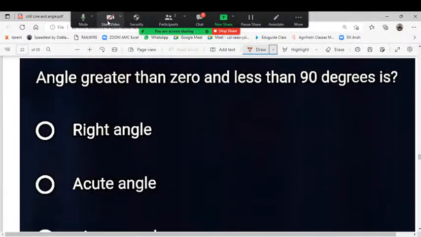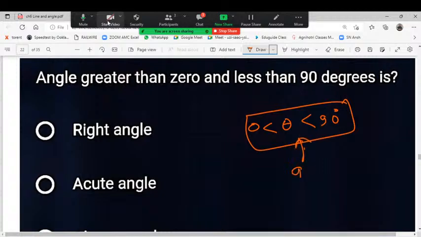What do you call an angle which is greater than 0 but less than 90? What name do we give to such an angle? Acute angle. Very good. It's acute angle. That means our second option.